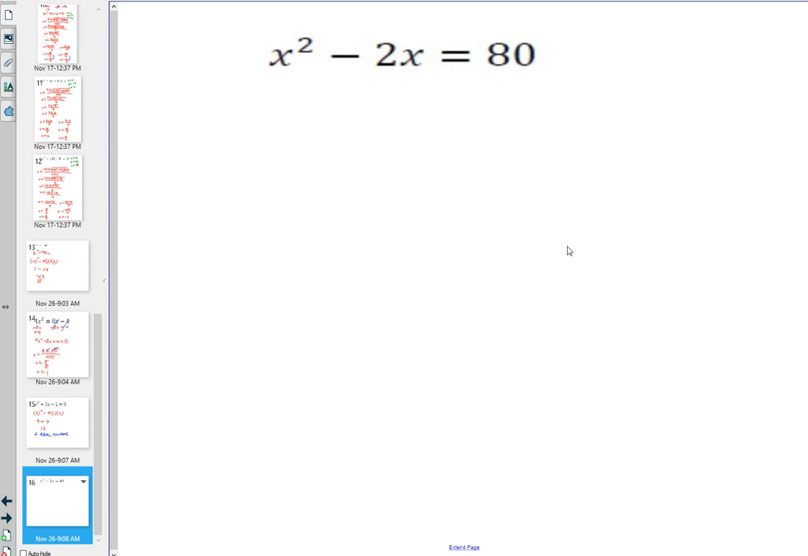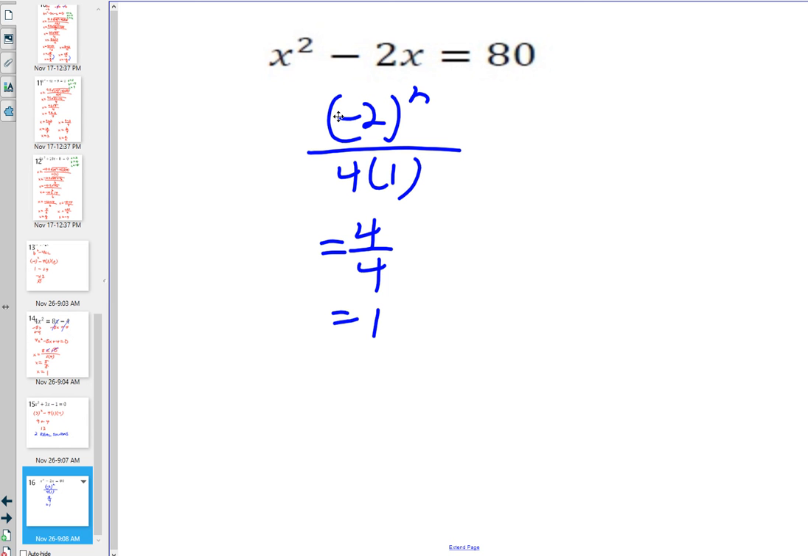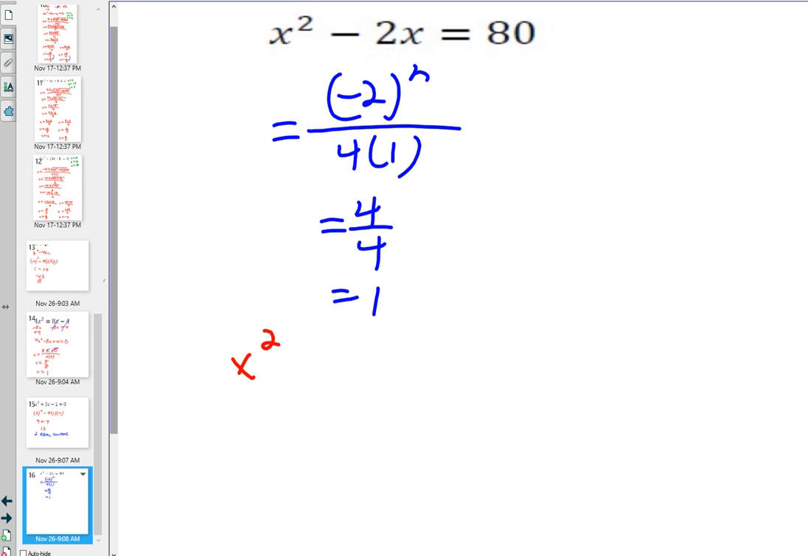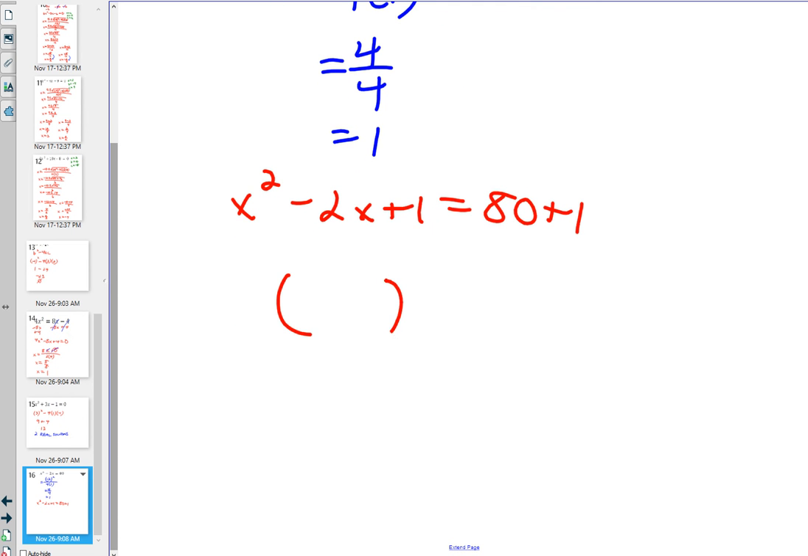So the good news is that the lead is not only perfect, but it's 1. So I can just go straight into completing the square, and the formula I gave you was b squared over 4a. So that's going to be 4 over 4, which is 1. So that gets added to both sides. So you get x squared minus 2x plus 1, but then don't forget the 80 also gets added to 1. 80 plus 1 is 81. Keep the sign in the middle. What's the square root of x squared? It's x. What's the square root of 1?